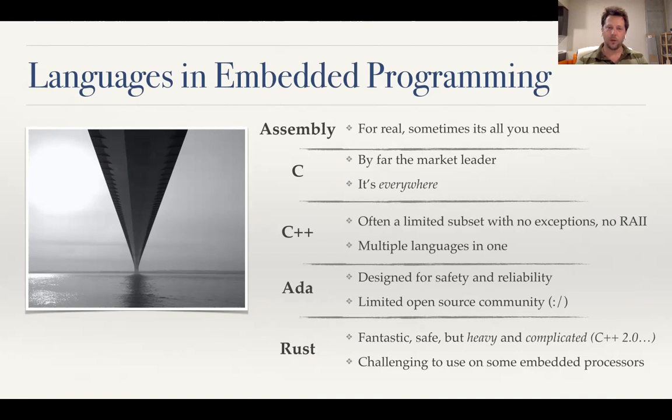Finally is Rust, which is a new contender a lot of people know about. It's actually really fantastic. It's memory safe, but it is also heavy and complicated. It relies on LLVM, so it's not available in all microprocessors. It's also a little bit more difficult to integrate into existing compiler tool chains and RTOSs.